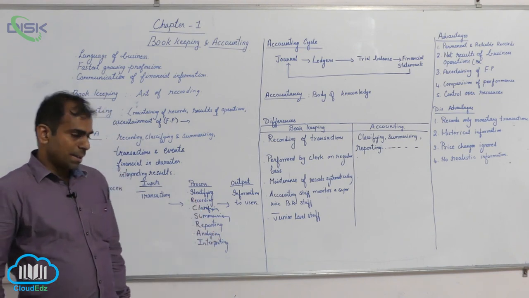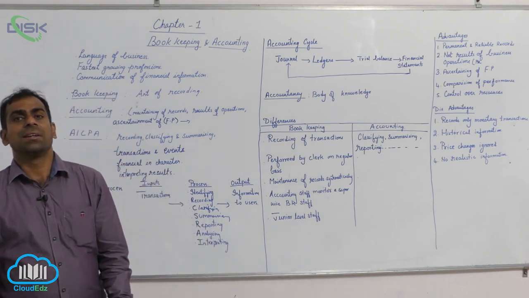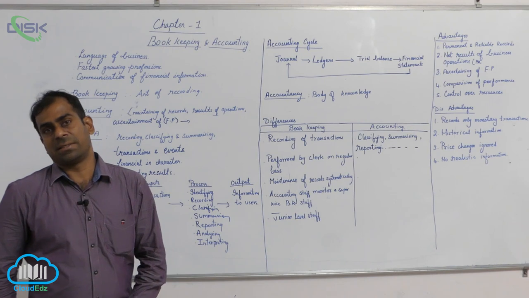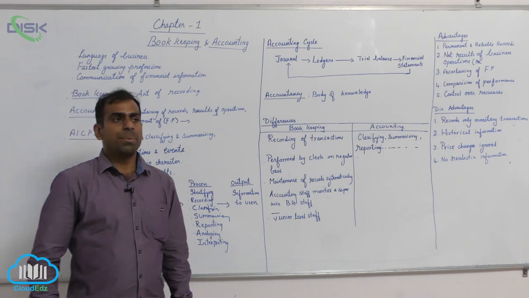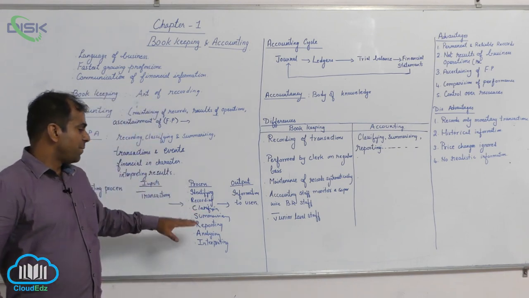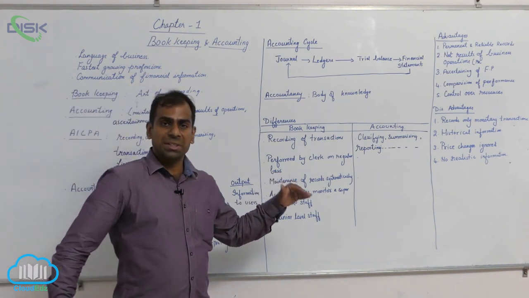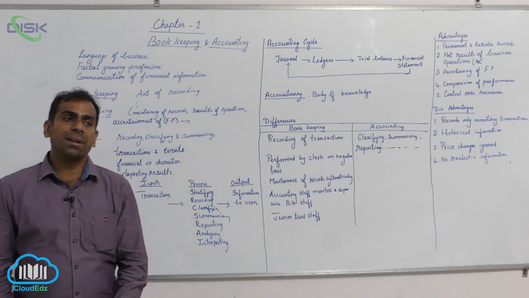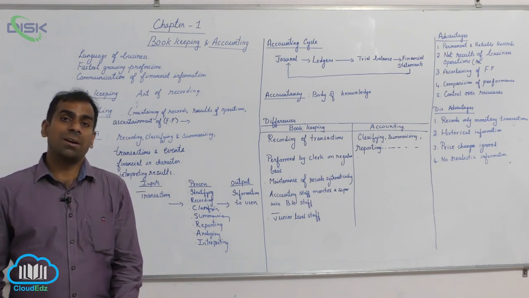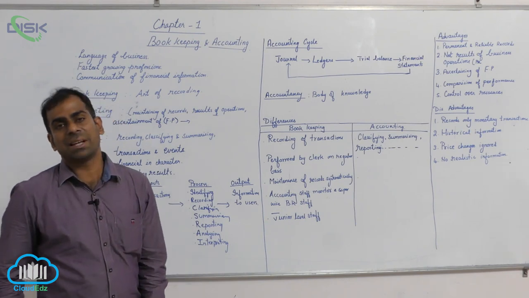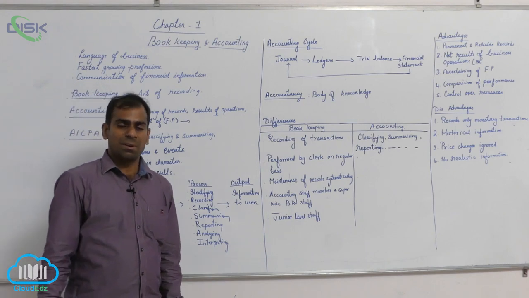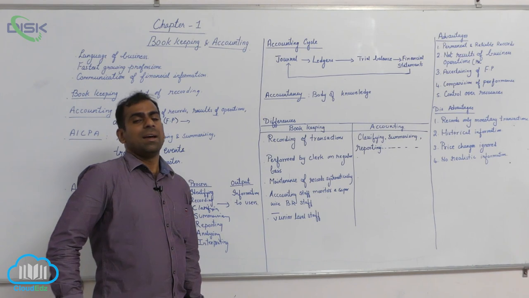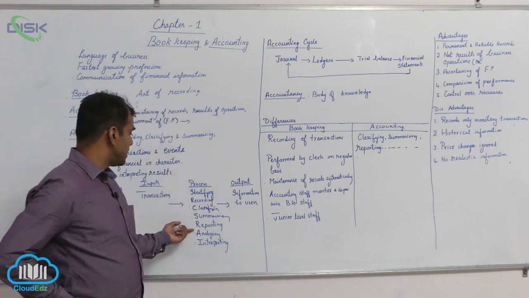Then coming to reporting, once the information is summarized, it is further processed into two financial statements, popularly called the profit statement or income statement, and the position statement. The income statement helps you to determine whether the organization has made a profit or loss, while the financial position can be determined by what we call the position statement. Both of these are the product of reporting.